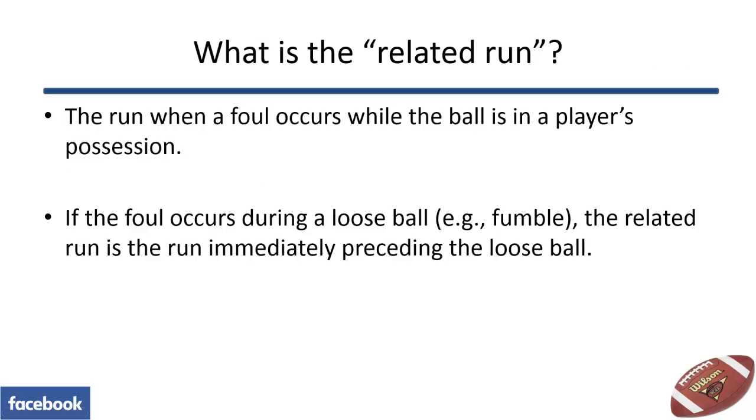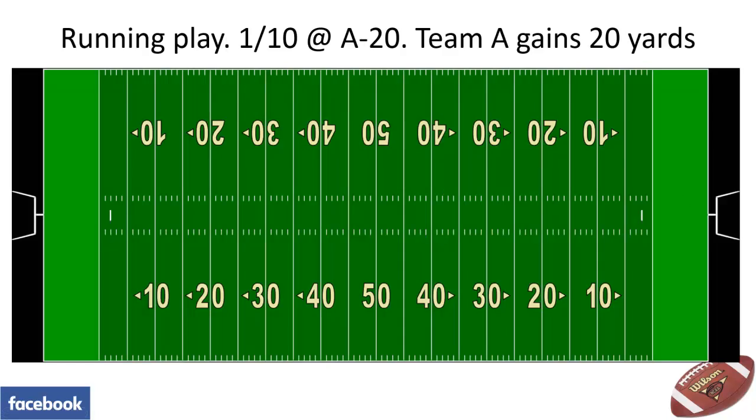So what is the related run? It's the run when a foul occurs while the ball is in a player's possession. If a player is running with the ball and a foul occurs, the related run would be that run in which the foul occurred. However, if the foul occurs during a loose ball, such as a fumble, the related run is the run immediately preceding the loose ball.